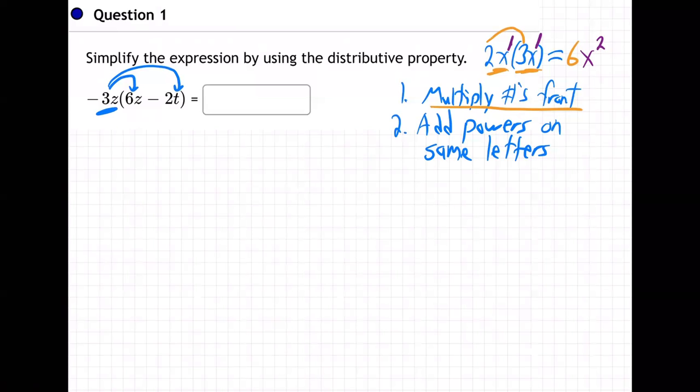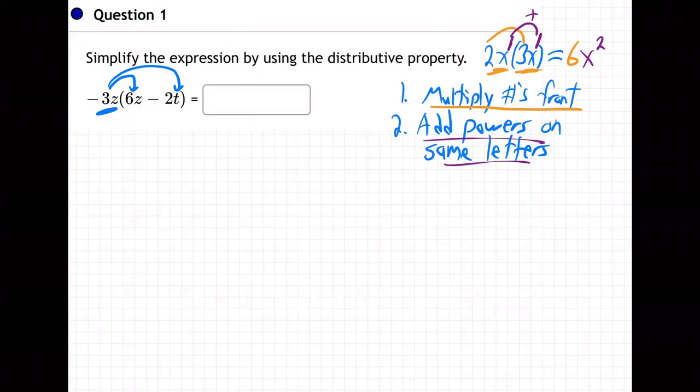So remember, if an x or a y or z or whatever doesn't show a power, it really has an invisible 1 power because there's one of them, right? It's not x squared, not x to the second, third, or fourth power. It's just regular x, that means x to the first. Go ahead and put it there. And then we add those powers. So you multiply the numbers in front, add the powers. All right, let's do it.